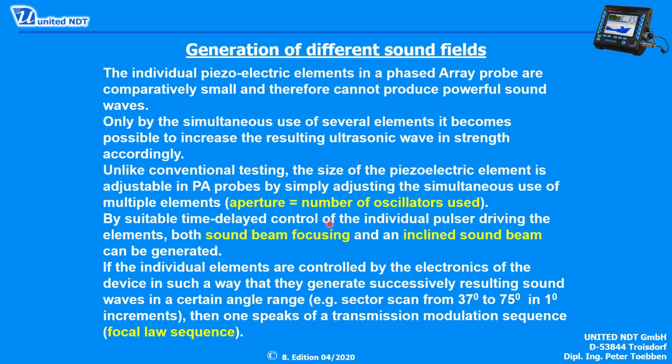By suitable time delay control of the individual pulsars driving the elements, both sound beam focusing and an inclined sound beam can be generated. It's just a matter of how to drive the individual elements. If the individual elements are controlled by the electronics of the device in such a way that they successively generate resulting sound waves in a certain angle range, like from 37 to 75 in 1 degree increments, then one speaks of a transmission modulation sequence. It's also called a focal law sequence.